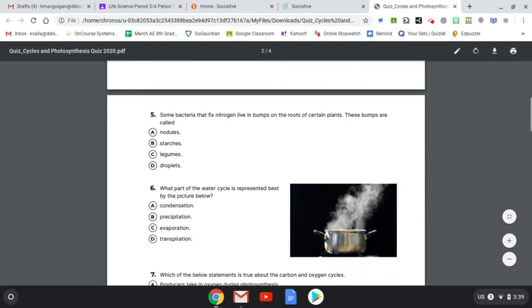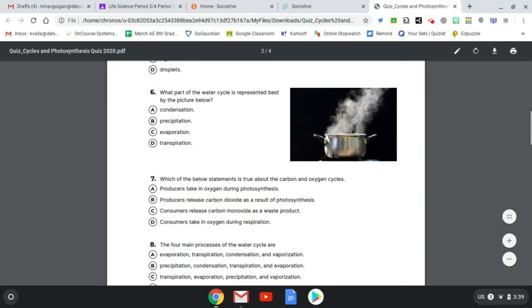Number five, some bacteria that fix nitrogen live in the bumps on the roots of certain plants. These bumps are called blank. I have referred to them in the past as little wart growths. So are they known as A, nodules, B, starches, C, legumes, aka beans, or D, droplets?